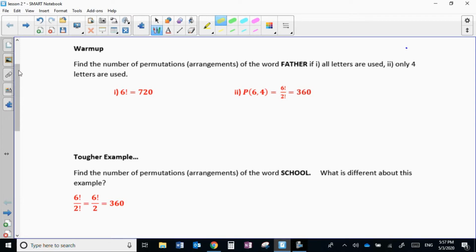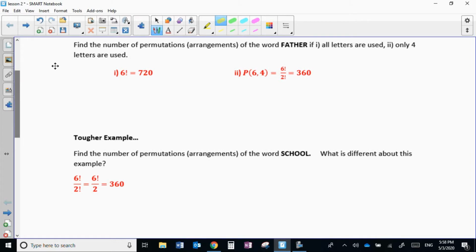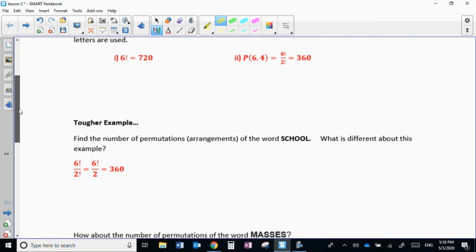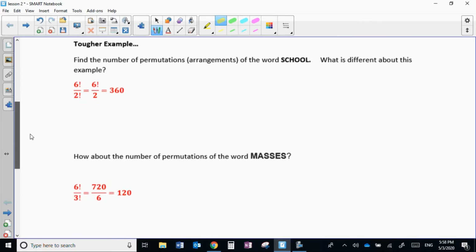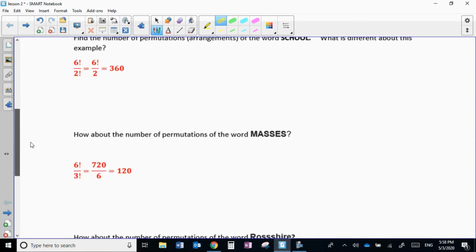So there's the answer to the first question about permutations of the word father, including if you were to only use 4 letters instead of all 6. And of course, our answer for school and for masses, which are different questions because of the repeating letters. And let's try another one.